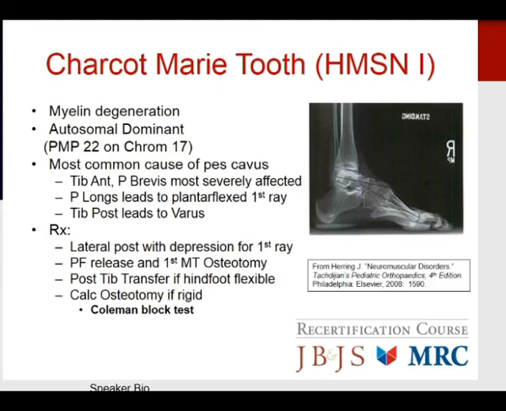Now, a fundamental aspect of this disease is a muscle imbalance, and it's important to know which muscles are weak and which muscles are relatively strong. The tibialis anterior and the peroneus brevis are most severely affected, and a relatively strong peroneus longus leads to a plantar flexed first ray, which seems to drive the deformity. A relatively strong tibialis posterior leads to varus deformity at the hindfoot. Treatment initially is with orthotic with a lateral post and depression for the first ray.